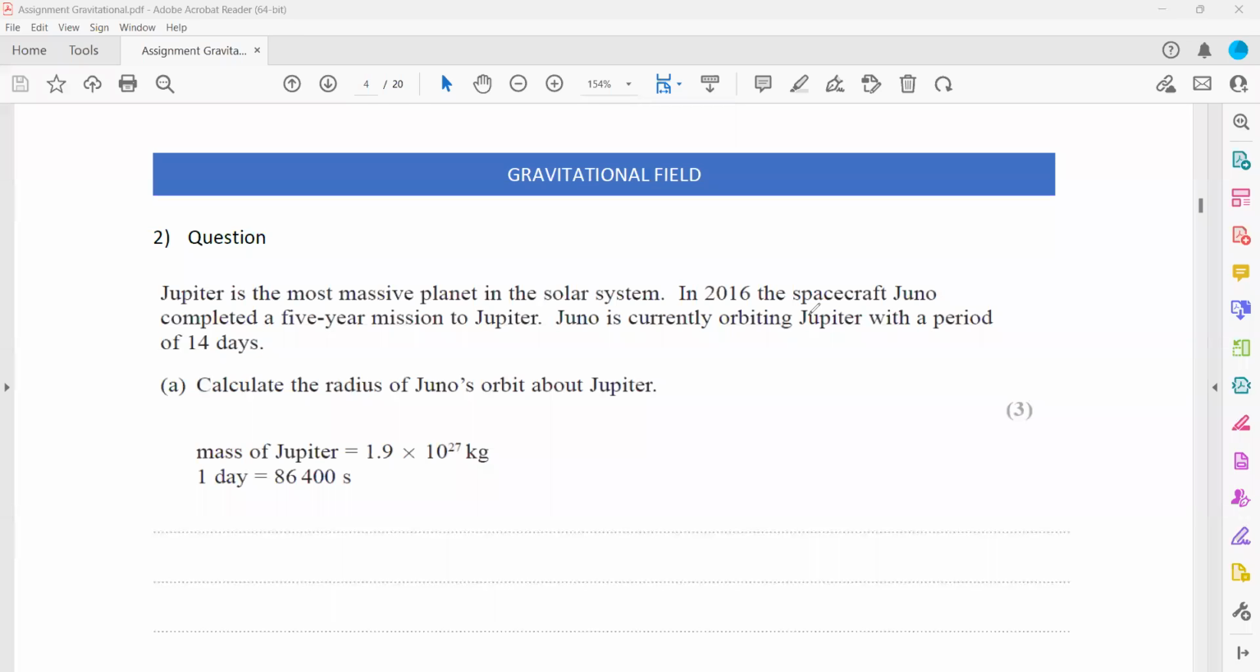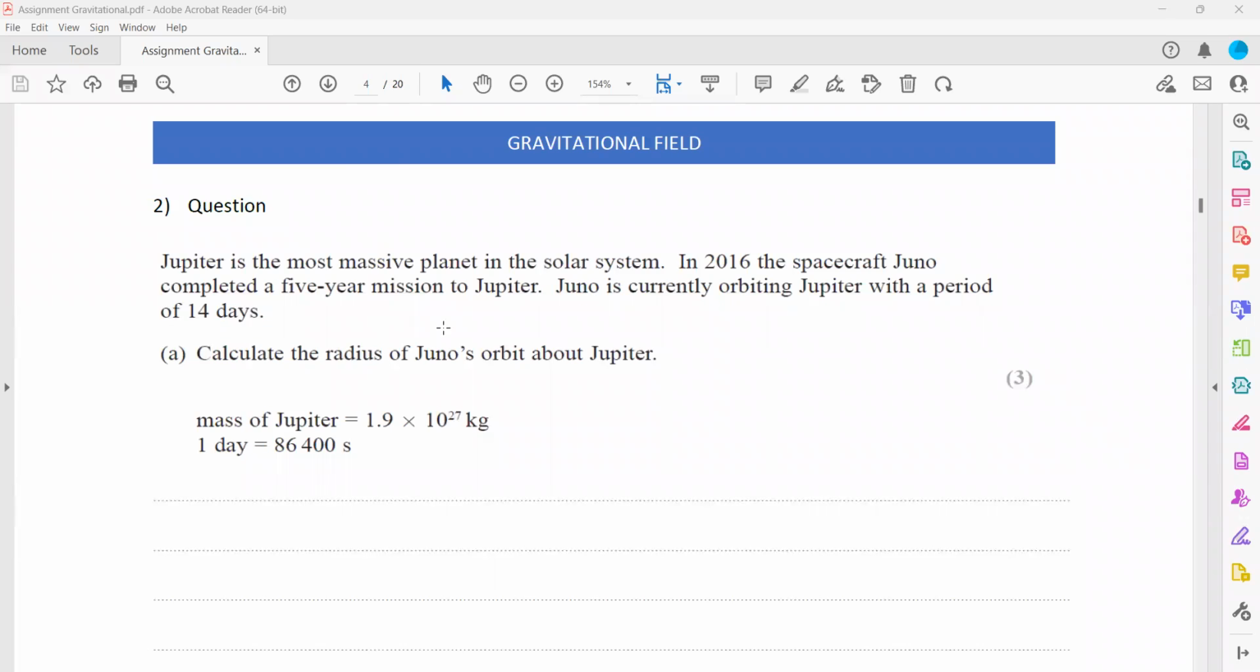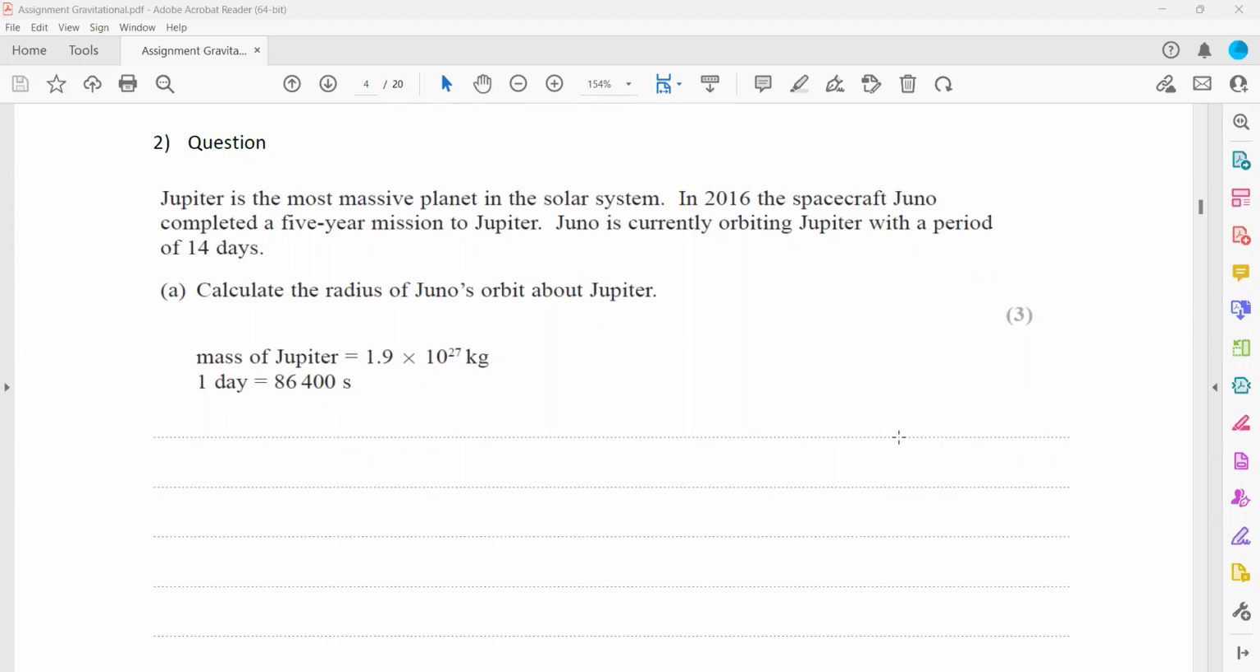This one is an assignment related to gravitational field, Newton's law of gravitation. Question two: Jupiter is the most massive planet in our solar system. In 2016, the spacecraft Juno completed a 5-year mission to Jupiter, and it's currently orbiting Jupiter with a period of 14 days. Calculate the radius.